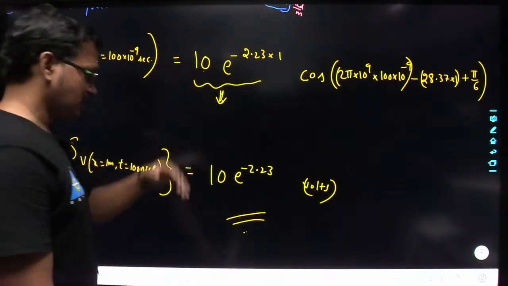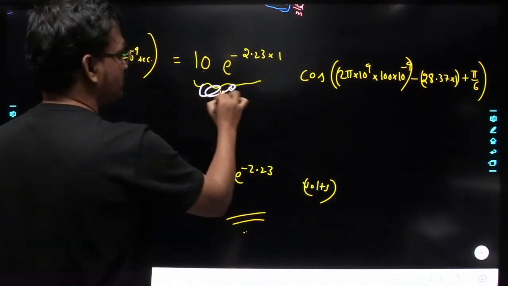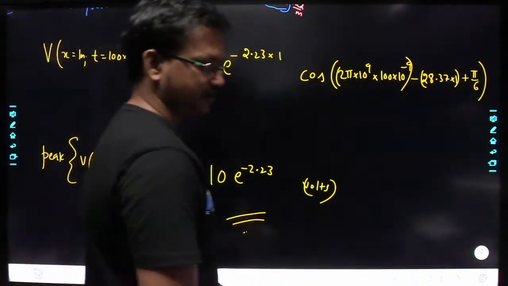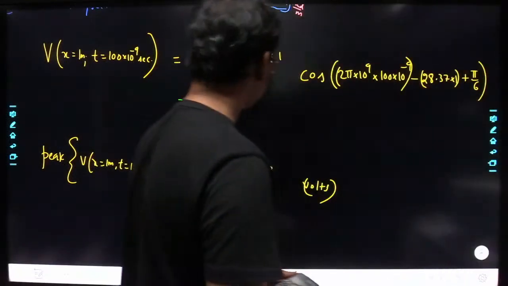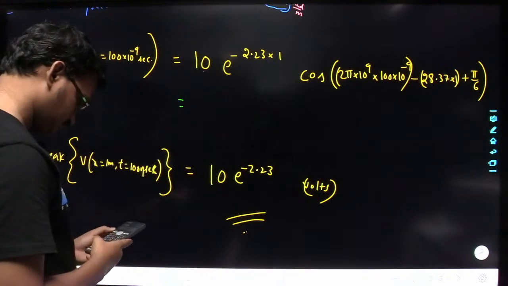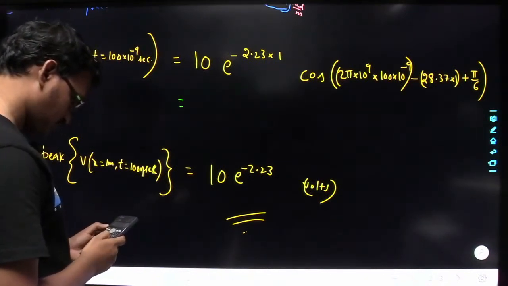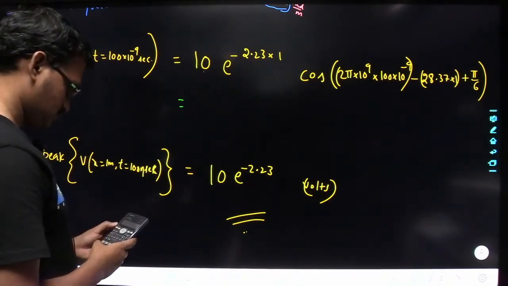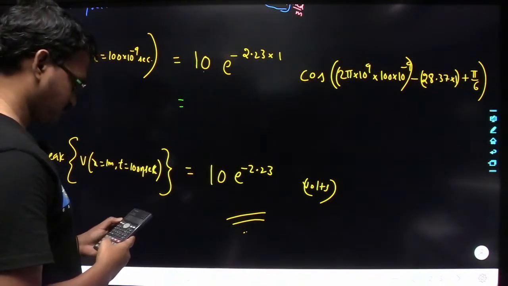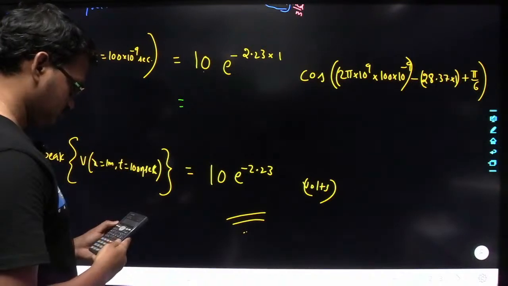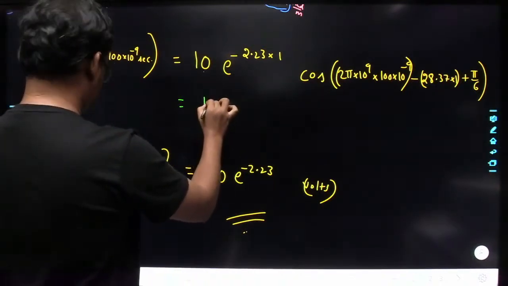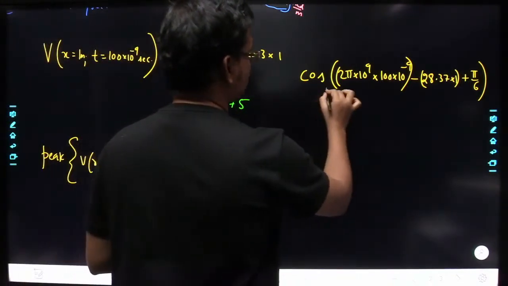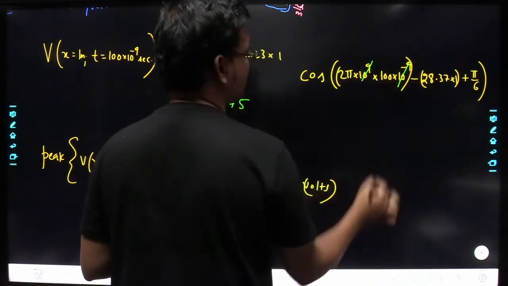Understood? Okay. So determine this here. Determine this, what you are going to get. I think you can do this one. Now it becomes very simple. e power minus 2.23. So we got here 1.075, 1.075 into cos of, here 10 power minus 9 and 10 power 9 will get cancelled.